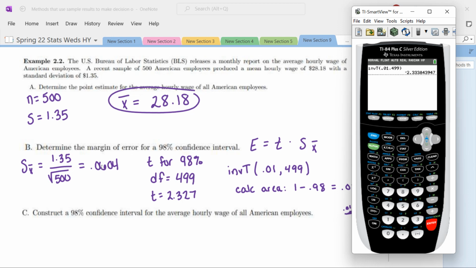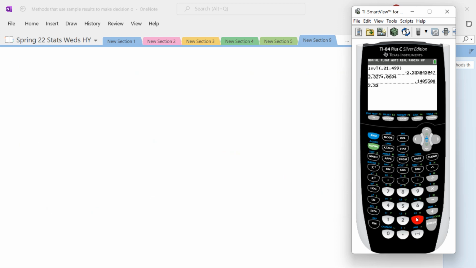So t times the standard deviation of x bar would be 2.327 times 0.0604. That gives us a margin of error of 14 cents. And let's just say we use the 2.334 times 0.0604. It's still 14 cents, so it's not going to matter.